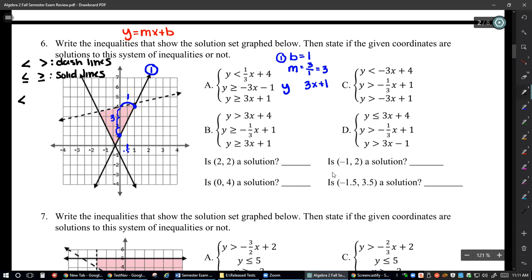And so the less thans will shade below your line, and the greater thans will shade above your line. And so if I look at my y-intercept and I draw an arrow towards the shade, I'm shading above this line. So that means it has to be a greater than or equal to symbol. So this is one of the inequalities on this graph. And so if I look at my choices, letter A, it's right here. Letter B, it's here. And then C and D, there isn't a y greater than or equal to 3x plus 1. So C and D are not correct because it's missing one of the inequalities.